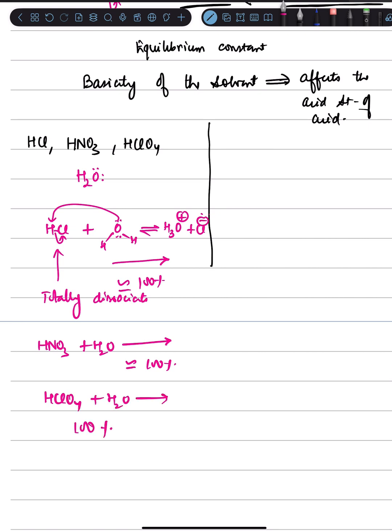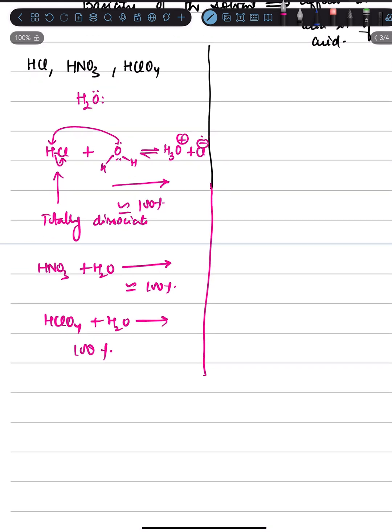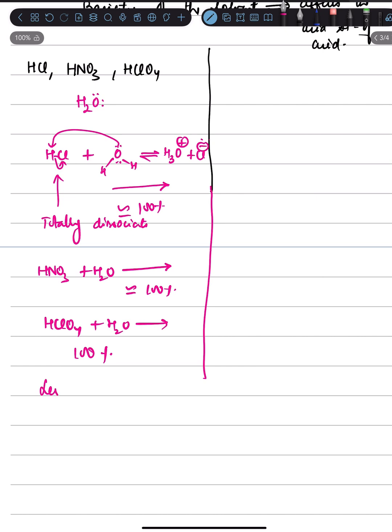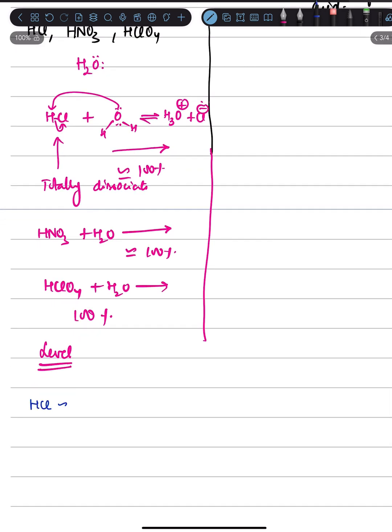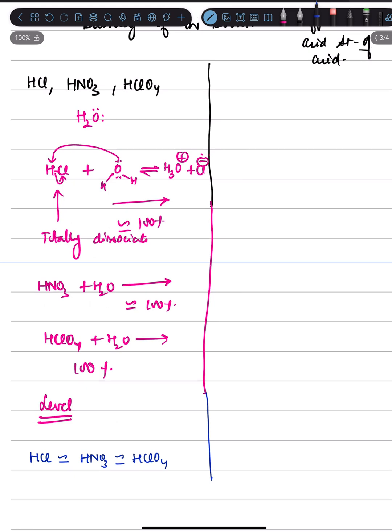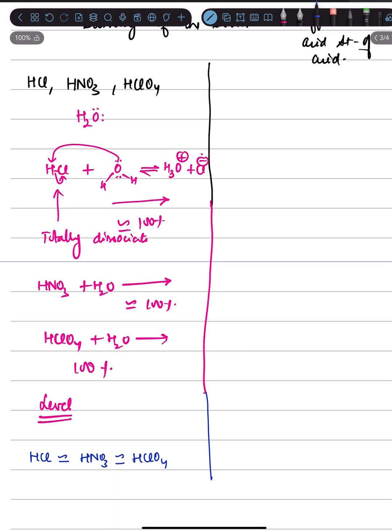100% dissociated. It means that in water, all the three stand at the same level in terms of their acid strength. So water has leveled them at the same place as a solvent. It means that in water, the acid strength of HCl is equal to the acid strength of nitric acid, which is equal to the acid strength of perchloric acid. You cannot differentiate between their acidic strength because water is acting as a strong base here. So water is a solvent, but it is acting as a base here.